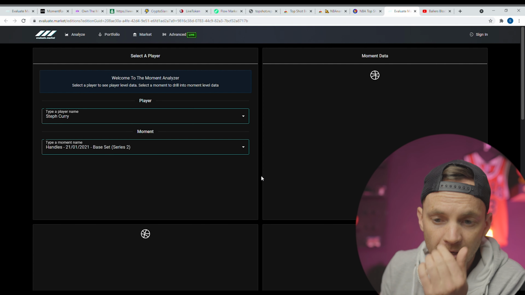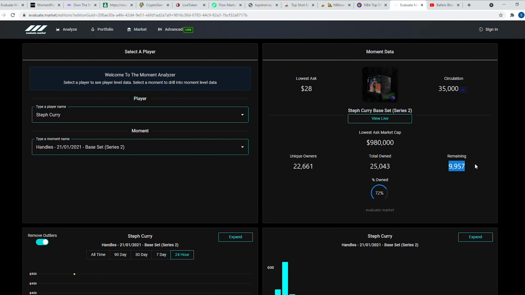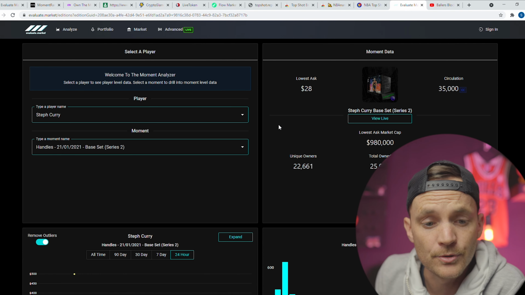There's 72% owned. There's almost 10,000 of this Steph Curry moment still to hit the marketplace. So that makes you think, imagine when another 10,000 come out, they might be undercut wherever Steph Curry is. If he keeps playing the way he is though, he'll likely go to the moon.